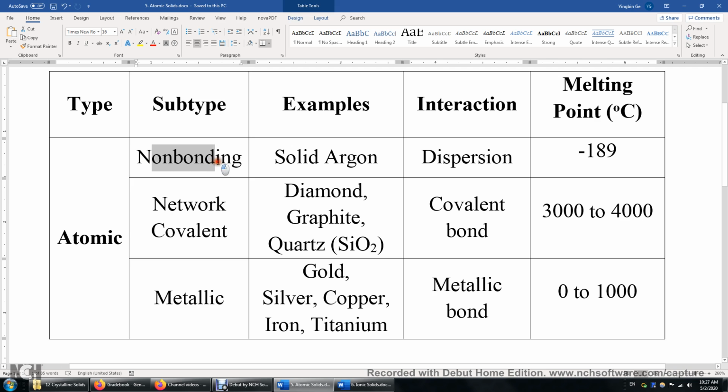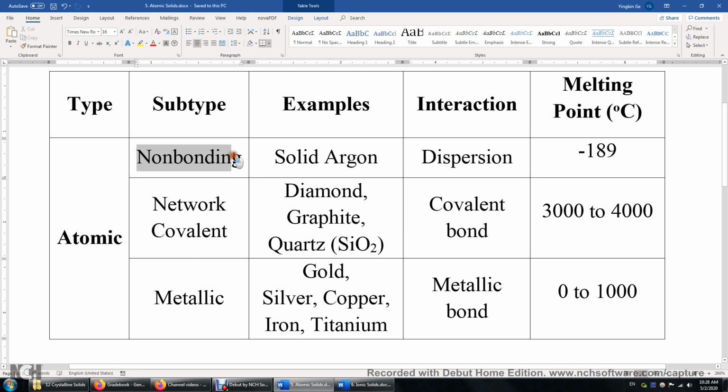There's no bond between atoms in the non-bonding atomic solids. There are covalent bonds in the network covalent atomic solids. There are metallic bonds in the metallic atomic solids, or simply put, metal. Let's look at a few examples.